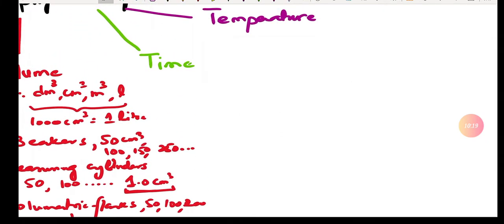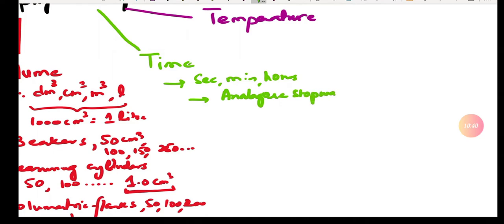Let's talk about the next physical property, that is time. The units for measuring time are seconds and minutes. You can also talk about hours, and the devices are stopwatches, which may be an analog stopwatch with a dial in between and a switch on and switch off button, and we may also have a digital stopwatch.